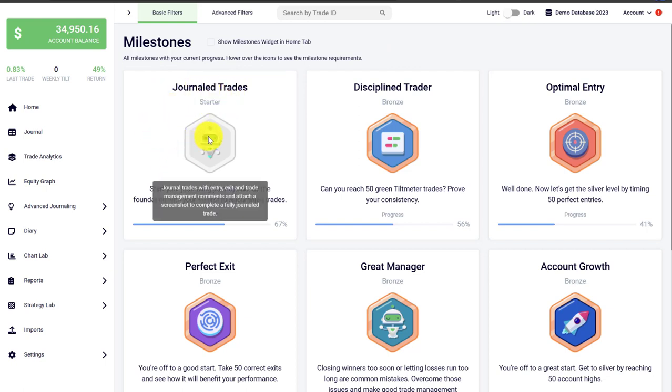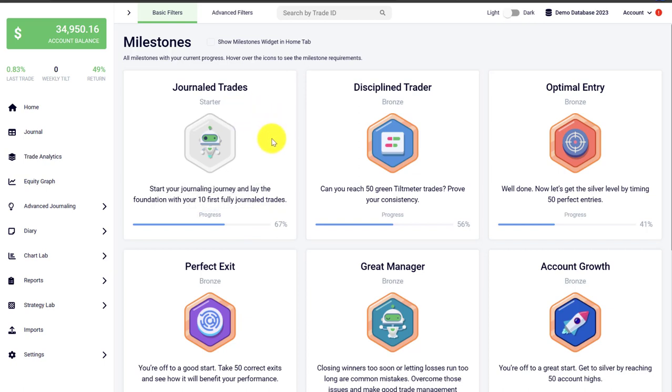When you hover over the milestone icon, you will see what you have to do in order to advance on that specific milestone. Underneath the icon, you will see a short text which changes based on the current level that you are with a specific milestone. And then you also have a progress bar which shows you how much you have left in order to advance to the next milestone level. Let's quickly go over the different milestones and then I'll show you the different milestone levels as well.